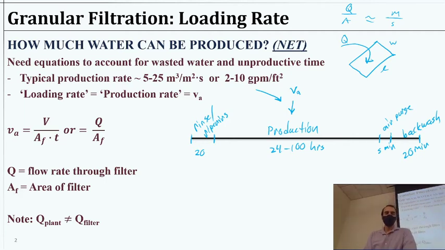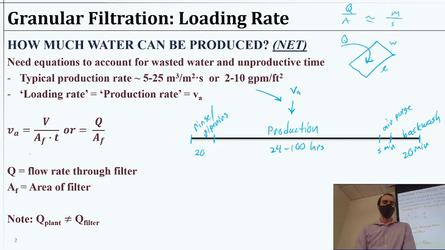Okay, so that would be Q for one filter, right? If we're talking about that one filter. Of course, we could talk about area of all the filters we have in a treatment plant or something, but typically we'll single out one filter and then extrapolate to a treatment plant.